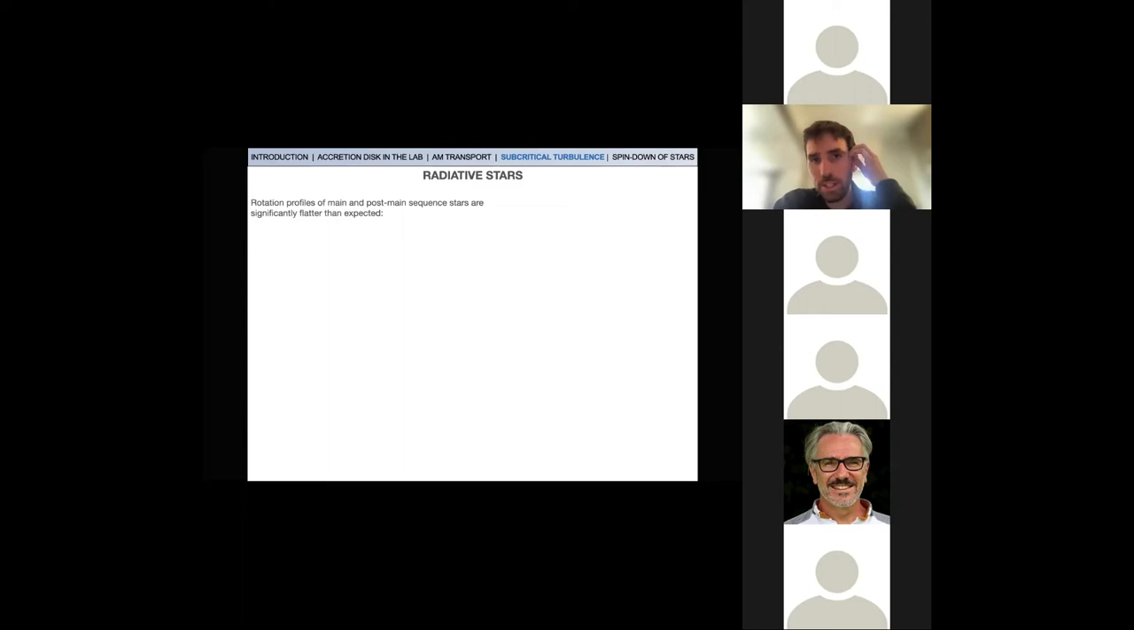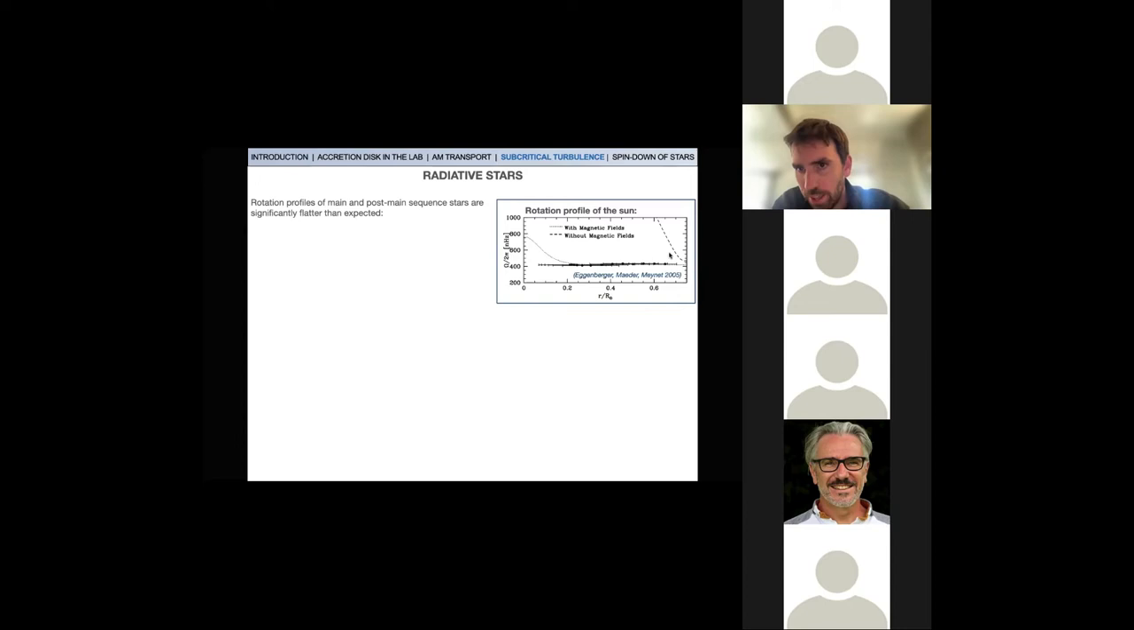Basically, if you look at observations, there is recent progress from asteroseismology and helioseismology, which provide us rotation profiles of several stars. And it appears that these profiles are significantly flatter than what we would expect from simple angular momentum conservation. I'm illustrating that roughly with this picture.